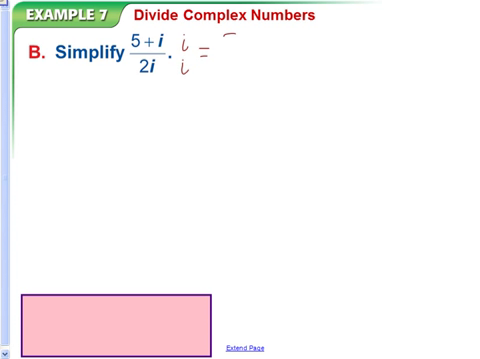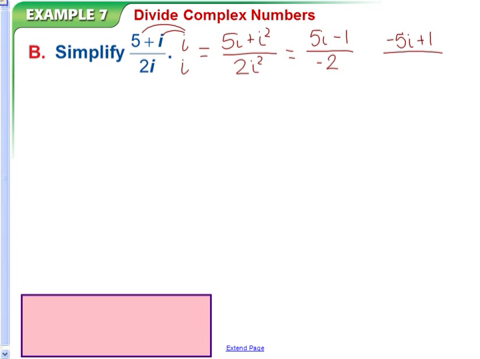Okay, so on the top we get 5i plus i squared, because we're distributing that in. And the denominator we get 2i squared. And then the numerator is 5i, and then that i squared would become minus 1. And then in the denominator another i squared, so it is negative 2. And so that's one way to leave our answer. Usually you don't have a negative in the denominator, so we can multiply top and bottom by negative 1, and you'd get negative 5i plus 1 over 2.